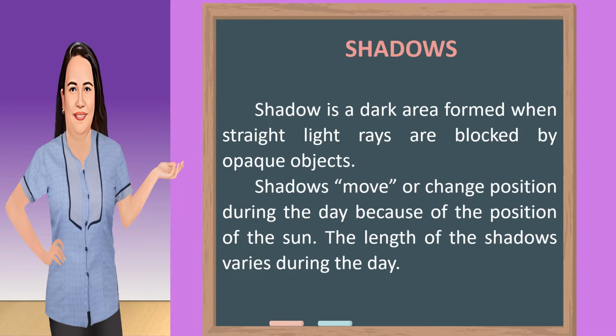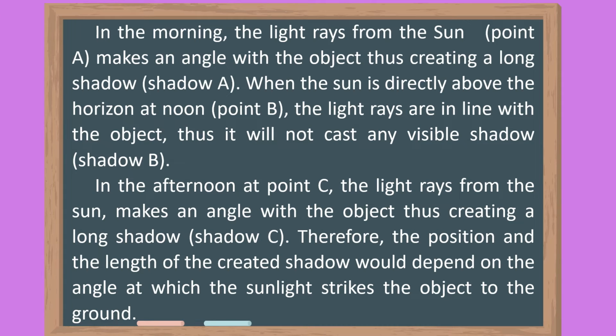Shadows. A shadow is a dark area formed when straight light rays are blocked by opaque objects. Shadows move or change position during the day because of the position of the sun. The length of the shadows varies during the day. In the morning, the light rays from the sun make an angle with the object, thus creating a long shadow. When the sun is directly above the horizon at noon, the light rays are in line with the object. Thus, it will not cast any visible shadow.